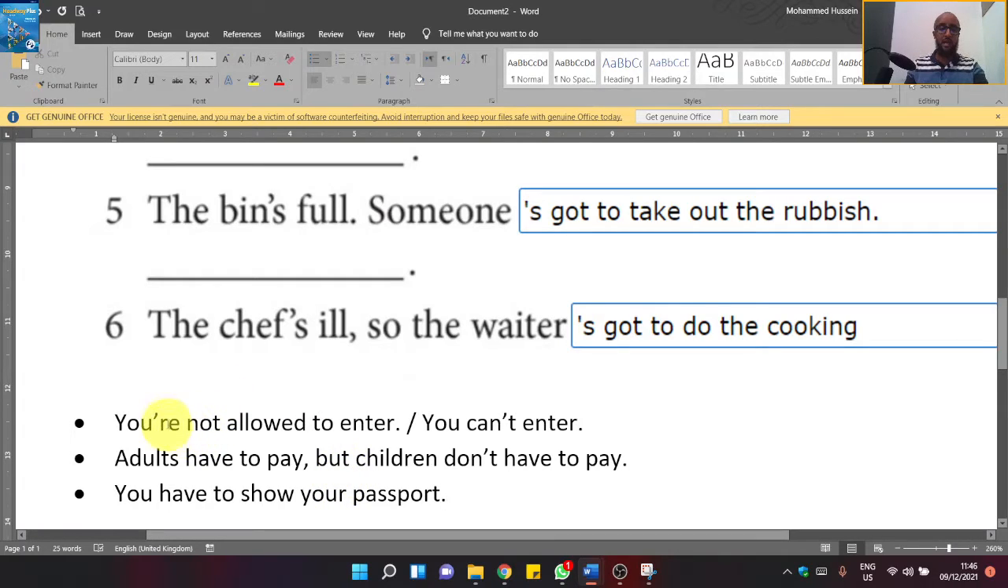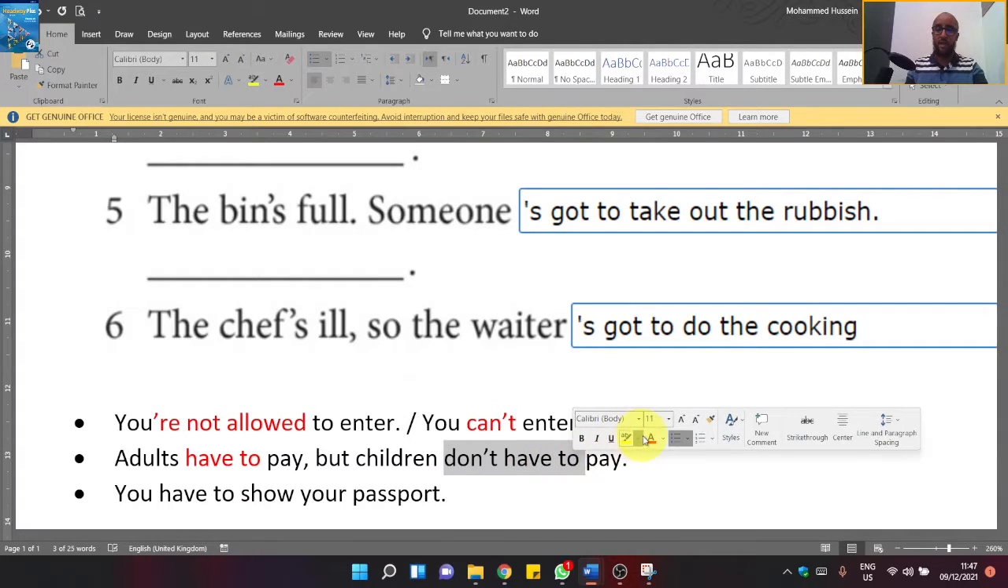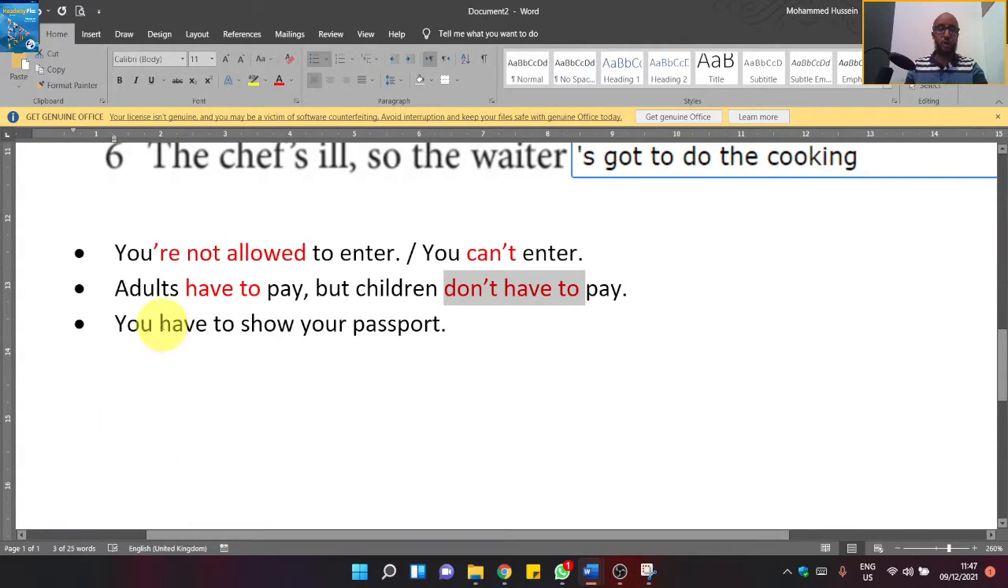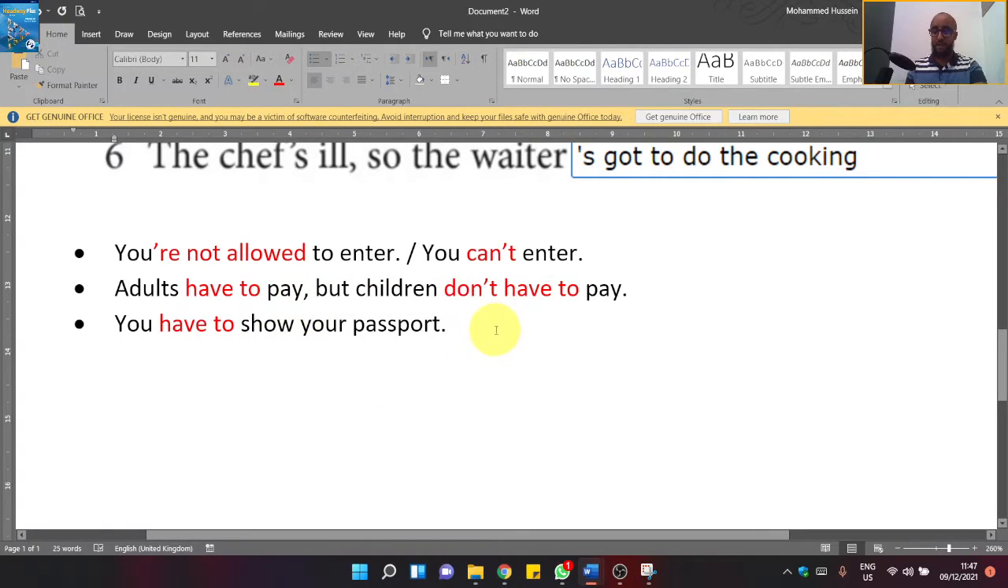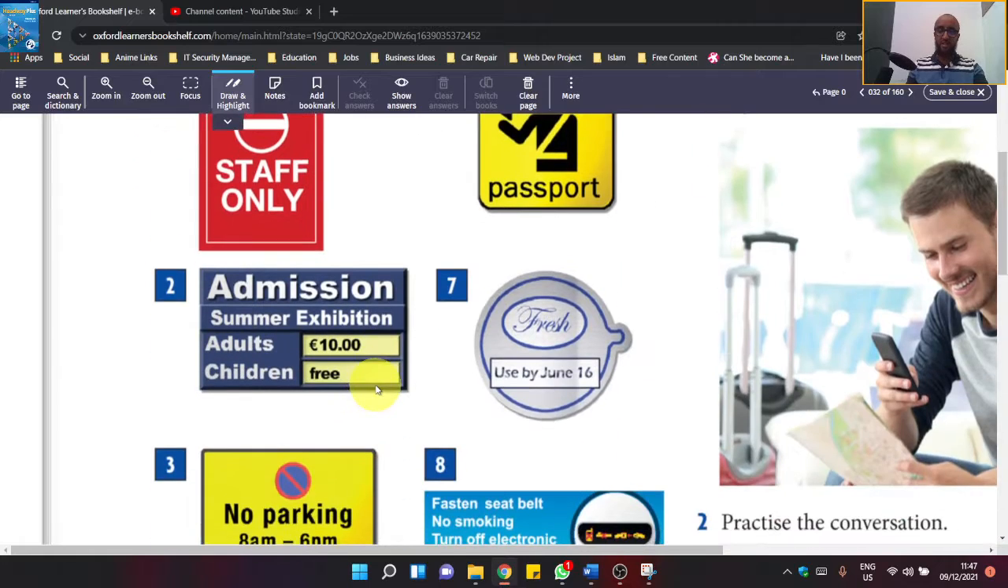Okay, so let me just highlight the modal verbs I've used. Here I used allowed to. Here I used can't, it's a negative here. Here I used have to for the adults, and here I used don't have to for the negative for the children. And the last one is you have to show your passport. Good. So you guys get the idea, right?